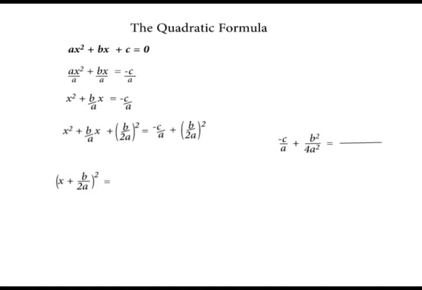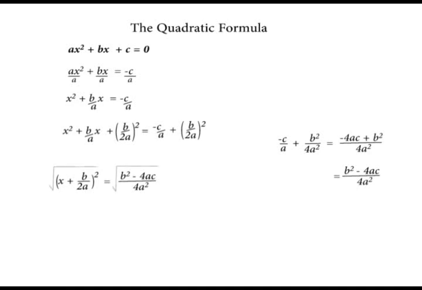The LCM of a and 4a squared is 4a squared. 4a squared divided by a is equal to 4a times minus c will give us minus 4ac. And then 4a squared divided by 4a squared is 1 times b squared will give us plus b squared. We can rearrange that to have b squared minus 4ac over 4a squared. So we equate that to the left hand side. x plus b over 2a squared is equal to b squared minus 4ac over 4a squared.